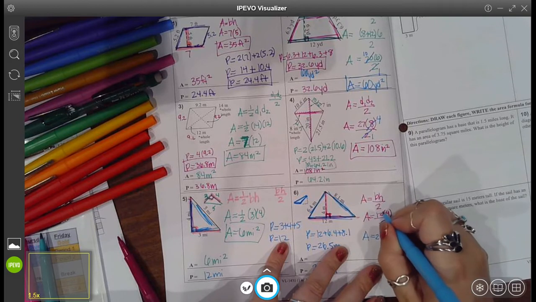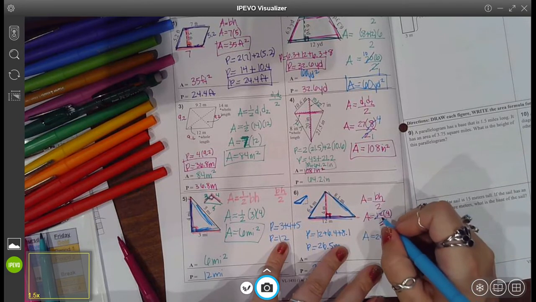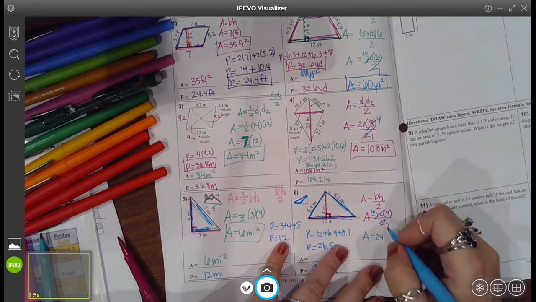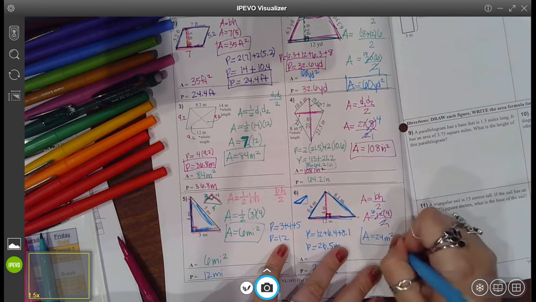I'm going to reduce these guys. I always like to reduce the bigger number. 2 divided by 2 is 1, 12 divided by 2 is 6, and 6 times 4 is 24, and 24 over 1, still 24. And my unit is meters squared.